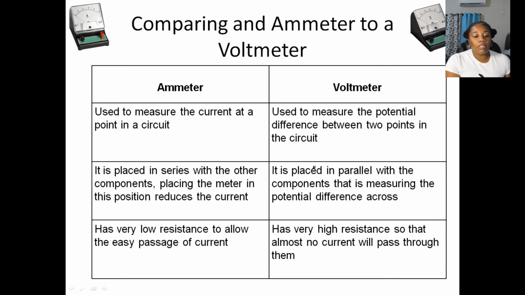Voltmeters are placed in parallel with the components, that is, measuring the potential difference across. Ammeters have very low resistance to allow the easy passage of current, and voltmeters have very high resistance so that almost no current will pass through them.